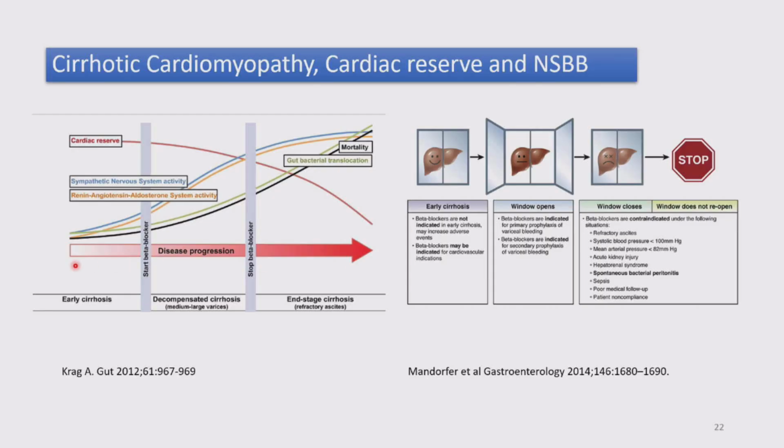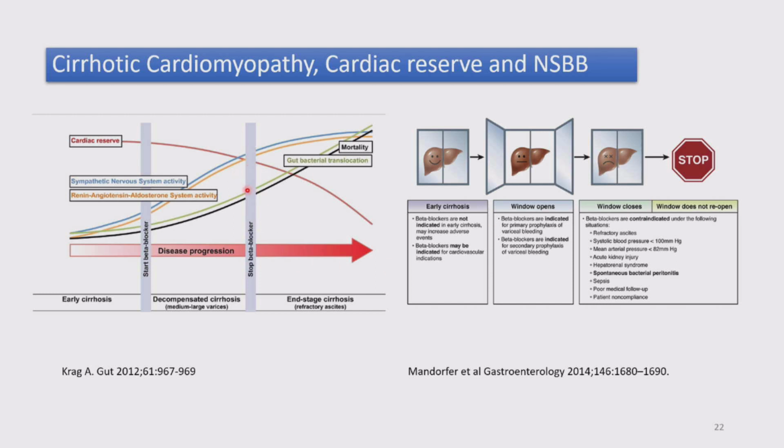Our modern understanding of cirrhotic cardiomyopathy gives an indication of the cardiac reserve and the safe window for use of beta blockers. As the disease progresses, there's a decline in the cardiac reserve, and when the patient's cardiac index tends to fall, that's when the use of beta blockers will be counterproductive.